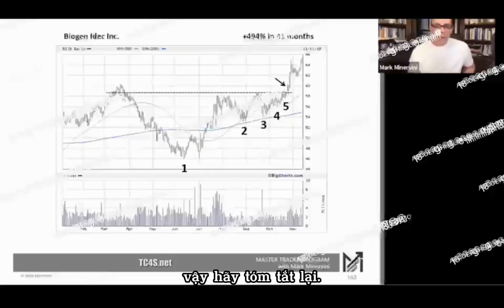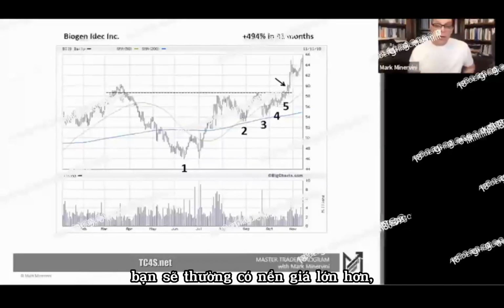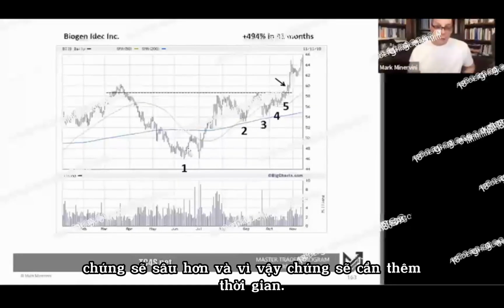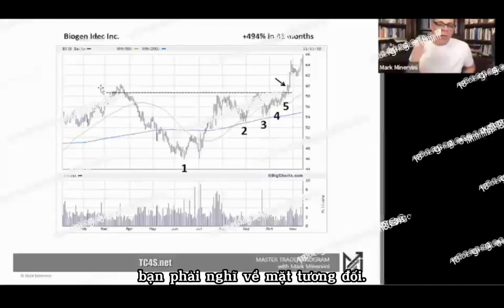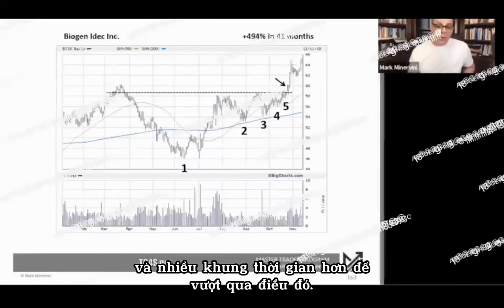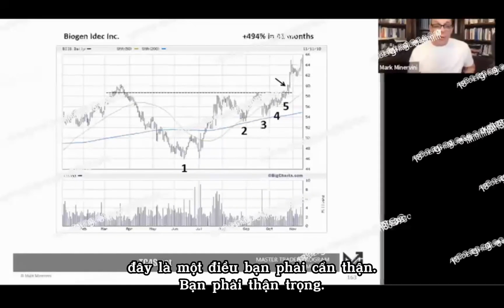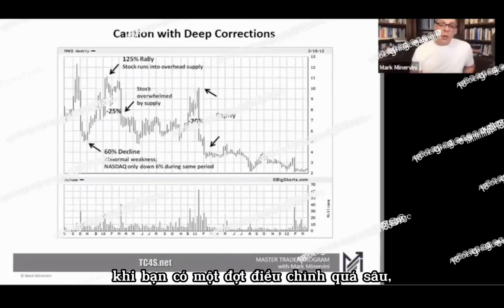Again, just going back and recapping, when we have the contractions, when you start getting into the 4 or 5 contractions, you're usually going to get into the larger bases. They'll be deeper, and then they'll need more time. So that's sort of relative. You've got to think in relative terms. When you have the larger bases, you want to see more iterations and more time frame to go through that. But here's the one thing you have to be careful of. You've got to be cautious when you have a correction that's too deep.